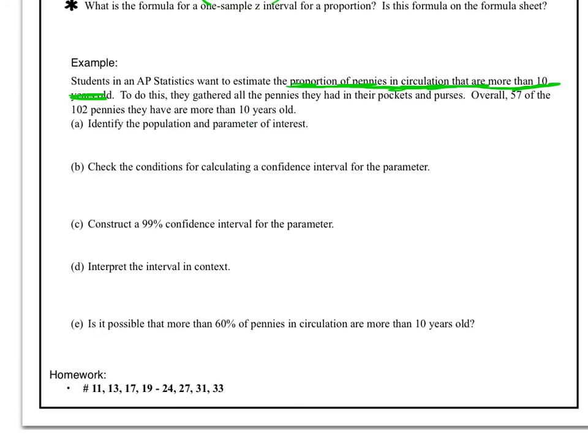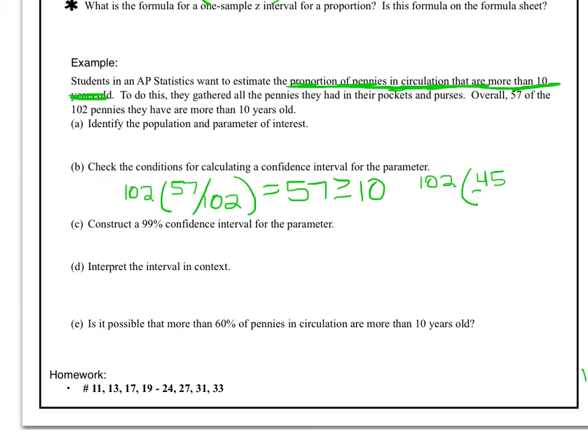Okay, so then to do the normal condition, it's really the same as it was earlier because we have the same proportion and the same sample size. So you would have to say 102 times 57 over 102. And that's going to give us 57, which is greater than or equal to 10. And then I have to say 102 times 45 over 102, which is 45, which is greater than or equal to 10. And then I need to check the independent condition.